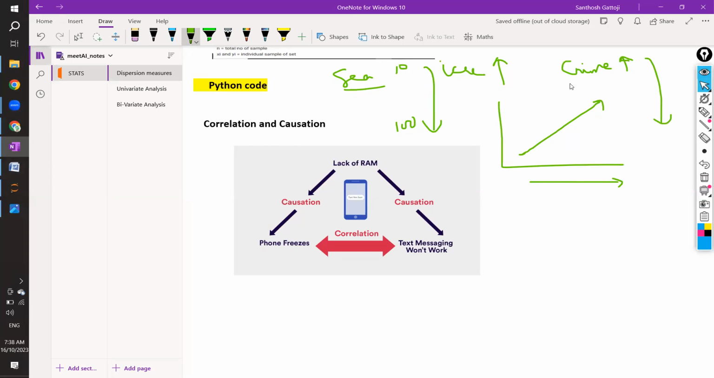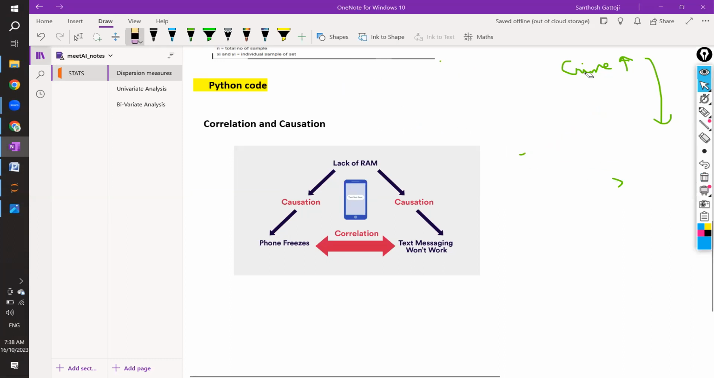So these two are not correlated, or these are not related to the causation concept. Okay, but fine. Let me, before it causes any confusion, I'll just tell you one concept so that you will understand this better. See guys, what I'm saying here is you have something called correlation and causation. What is the meaning of causation?